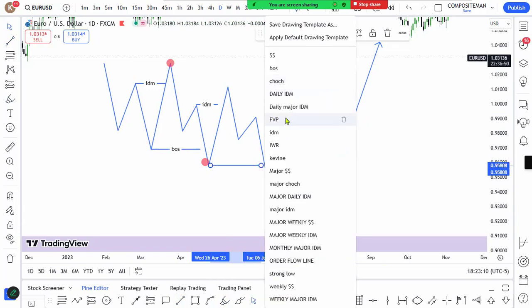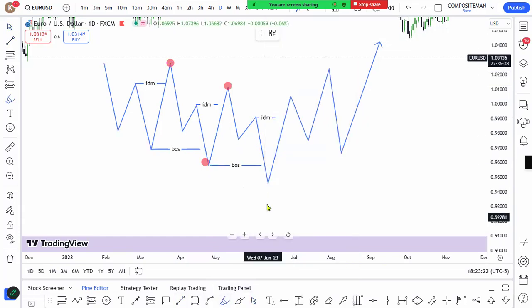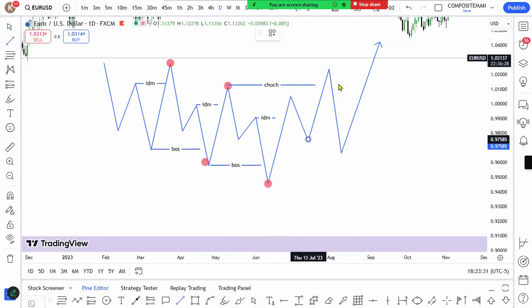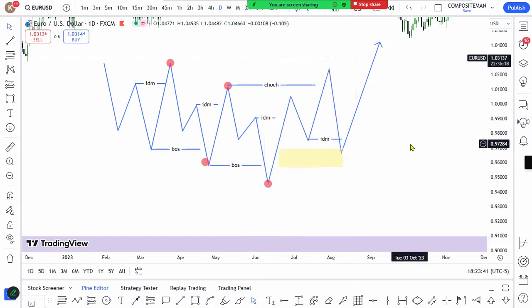Once you've broken the structure like that, you have this as your protected high. And the moment your inducement is taken out, you have your low. Then if you violate the high, you get what? You get your change of character. And once you get the change of character, this will be the low that pushes the price to the upside. Your inducement, and probably you get to buy from that particular low there. And this tells you that the price is pushing higher.